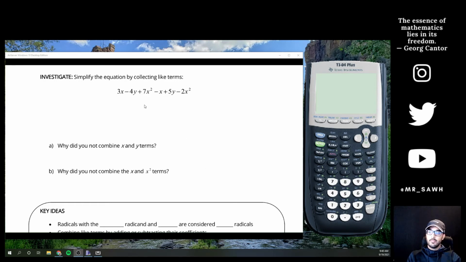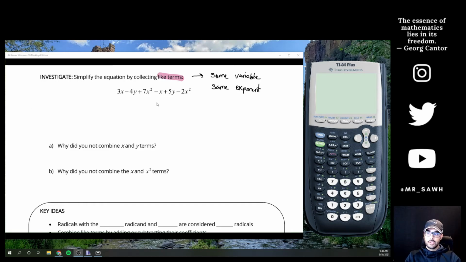So at the very top, we talked about things in the past that were considered to be like terms. And the way that you can consider something to be a like term is they had to have the same variable and the same exponent. Okay, both of those things had to be true.